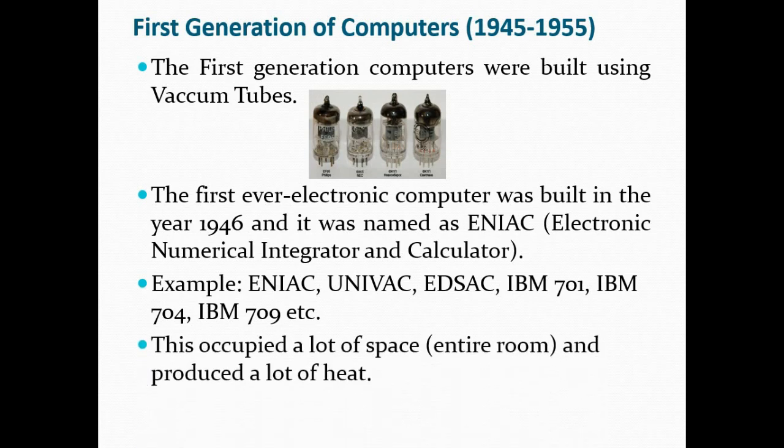So the first generation of computers occupied a lot of space, usually an entire room, and used to produce a lot of heat. And the processing speed was very slow during the first generation of computers.